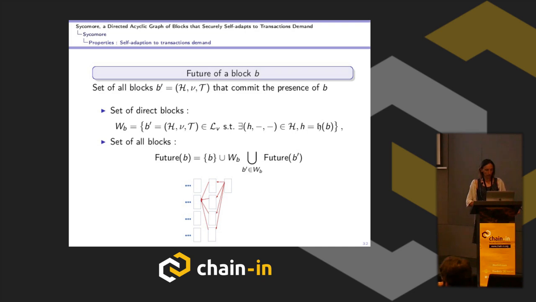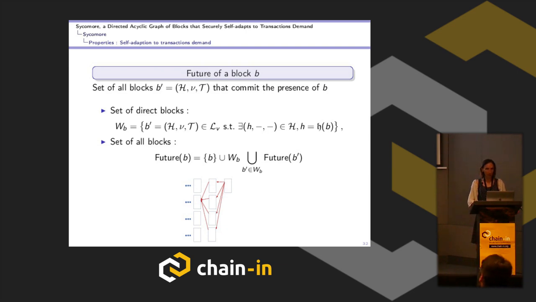So the future of a block is the set of blocks that commit the presence of a block B in their header. Assume that you want to compute the future of this block. All these parallel blocks commit the presence of the block B, validate its presence. So the future of block B contains all these blocks plus the blocks that commit those blocks, etc., etc. And this is exactly as in Bitcoin.